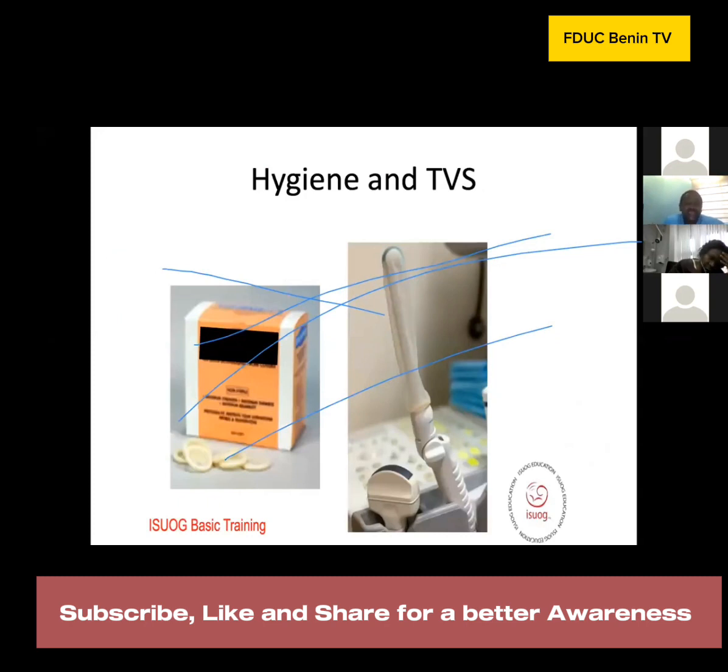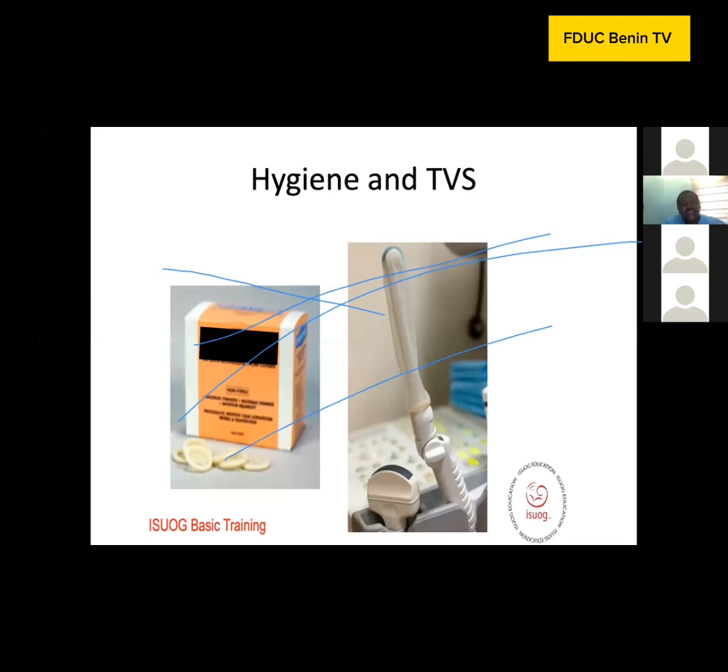Now, hygiene is important, extremely important that we consider hygiene when performing transvaginal scan. Proper probe disinfection is essential and must be done before every use in accordance with standard guidelines.